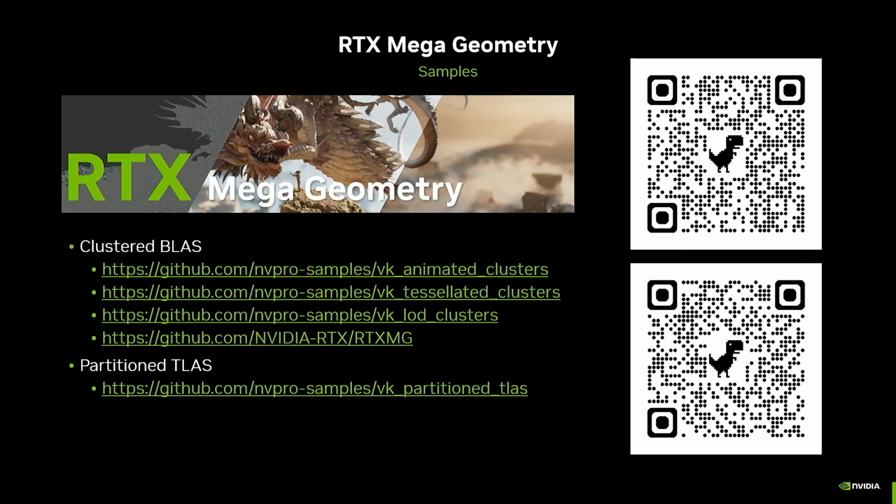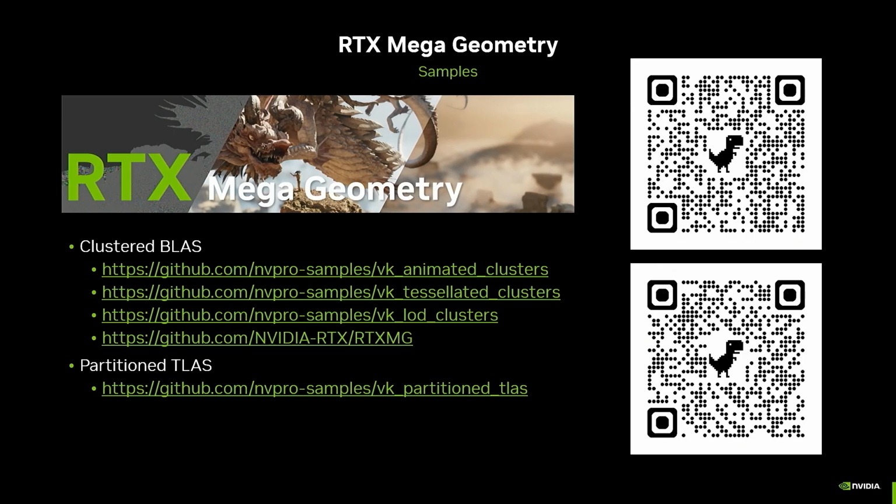Yeah, and then some samples. All these APIs are available in a Vulkan extension and NVAPI. I have some QR codes. I think the top one is to the NVPro samples in Vulkan. The bottom one is to the NVAPI sample RTX MG.